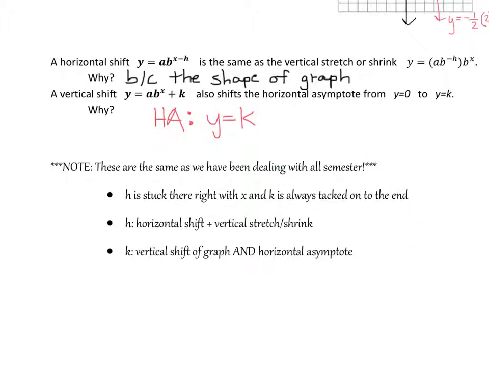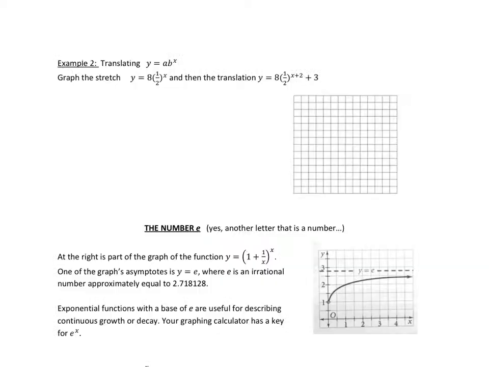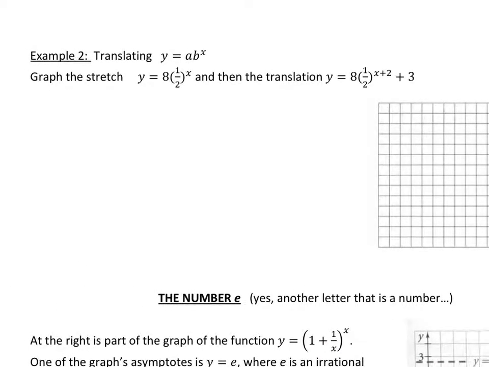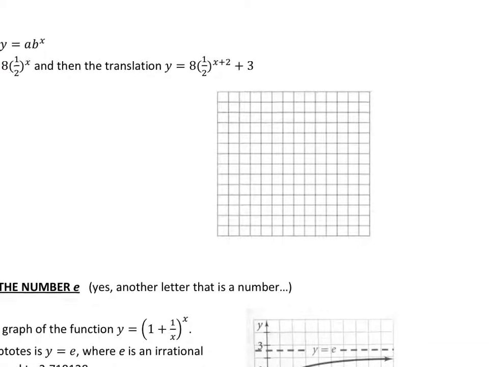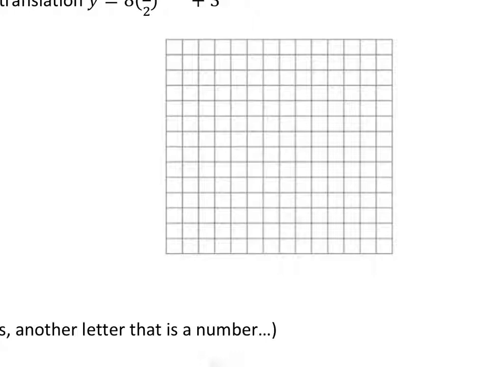Any questions so far? Okay, our next step is to actually graph one of these that's moved up, down, left, right. So we are going to start by graphing this equation here, and then we'll show how its movement with this one. So we need to start here. I'm going to make some axes. See if I can do straight line again.